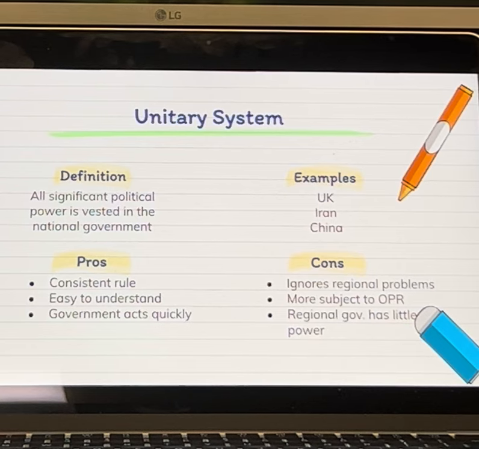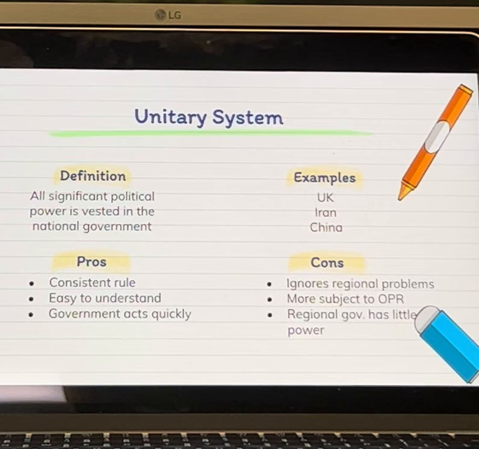So the pros of a unitary system are that laws are consistent. It's basically all the cons of a federal system. They're really easy to understand because there's only one level of participation, and the government can act quickly because there's not a bunch of moving parts. The cons are the pros of a federal system. It ignores regional problems because it's a national government, so it can't pay attention to every region's needs.